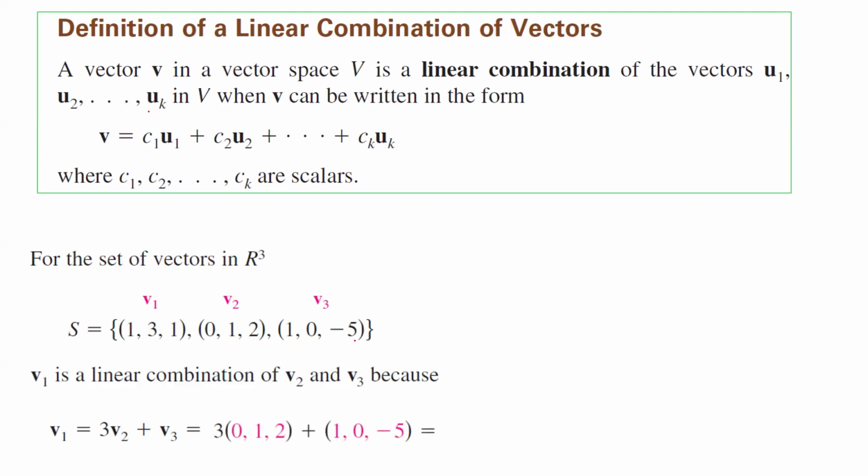3 times (0, 1, 2) plus (1, 0, -5). So I'm multiplying 3 by V2 plus V3. It's equal to 3 times 0 is 0, plus 1, I get 1 back. 3 times 1 plus 0 becomes 3. 3 times 2, which is 6, minus 5 is 1. Hey, this is my V1. My V1 can be written as a linear combination of these two vectors.